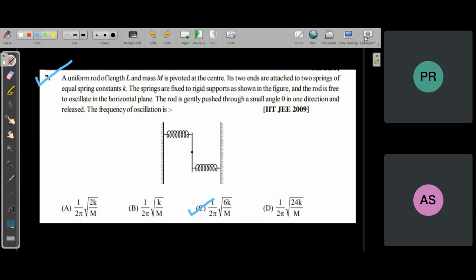Okay, about the center. Center you have taken, no? Yes, sir. So then why are you not able to express clearly? Pivoted at the center. Okay. So that is correct.